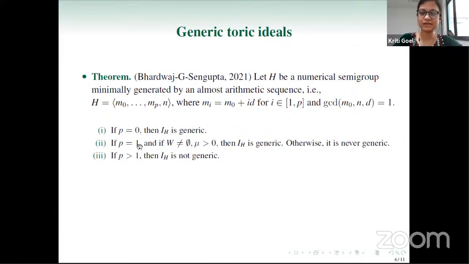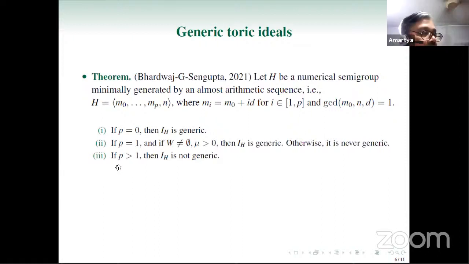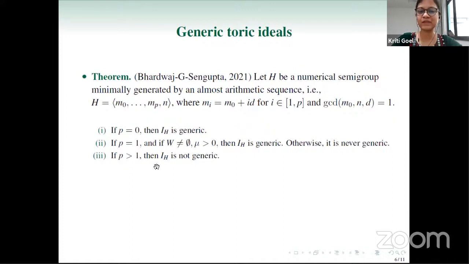First of all, if p is equal to 0, in particular, if we have a generating set of two elements, then I_H is generic. It's kind of known. If we have p equal to 1, then under some technical setup, the defining ideal is generic. Otherwise, it is never. So this is the class of rings generated by 3 elements. The last thing we prove is that if p is strictly bigger than 1, in particular, if the embedding dimension is strictly bigger than 3, then in the case of this special class of numerical semigroups, the defining ideal of the semigroup ring is never a generic toric ideal.